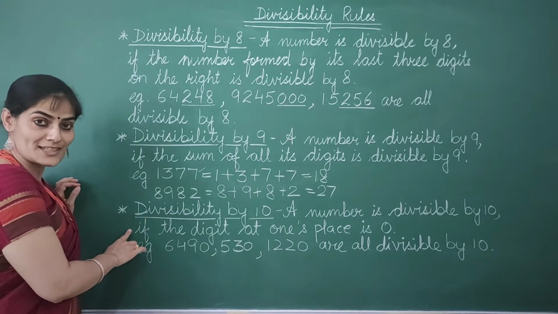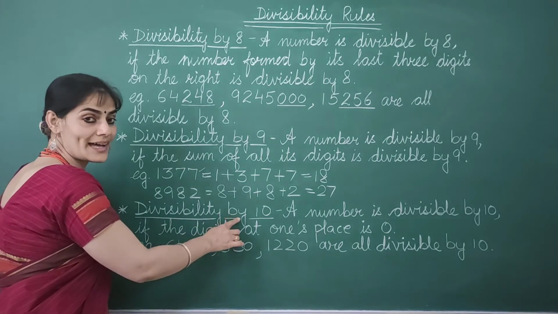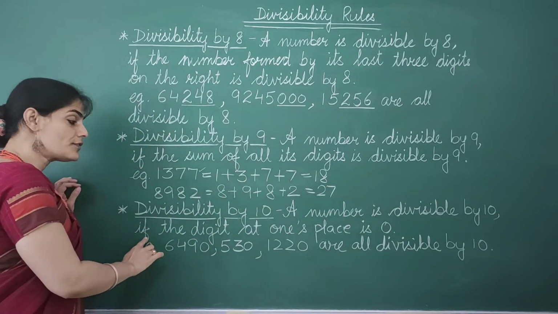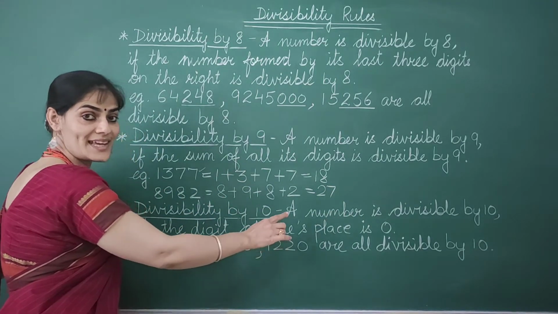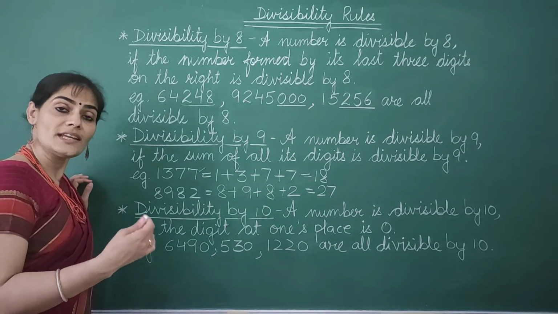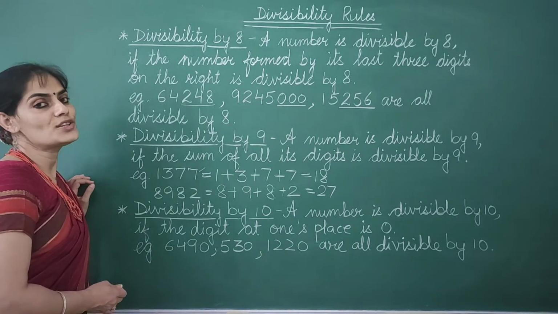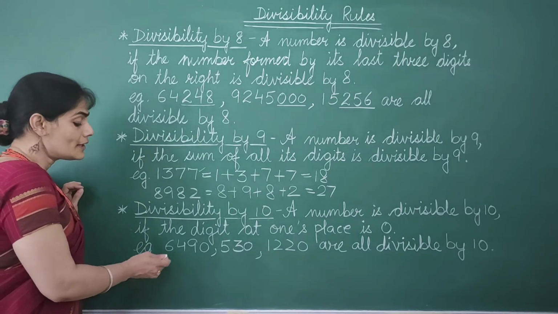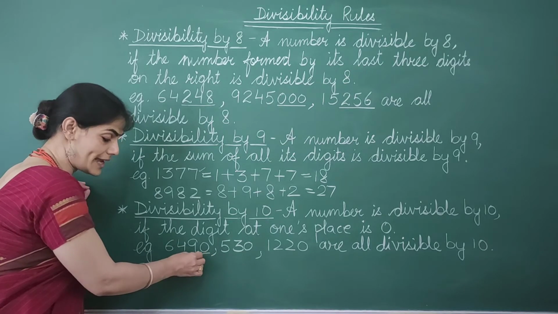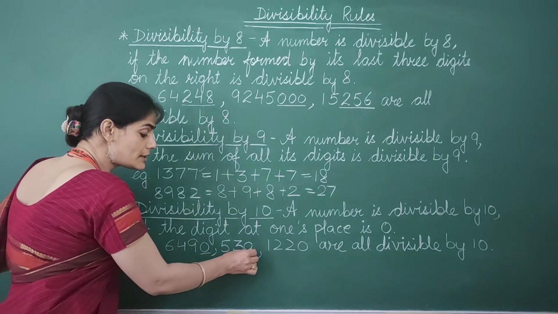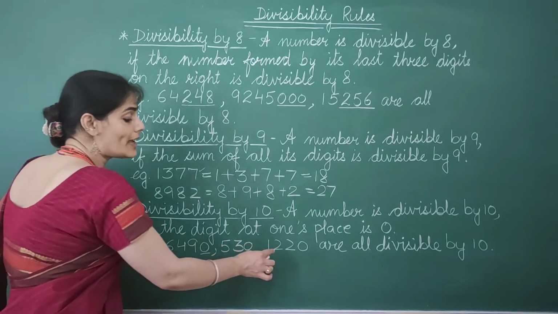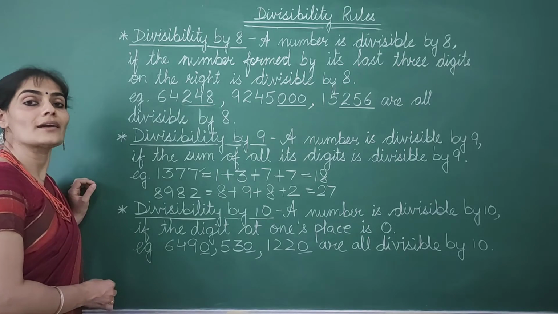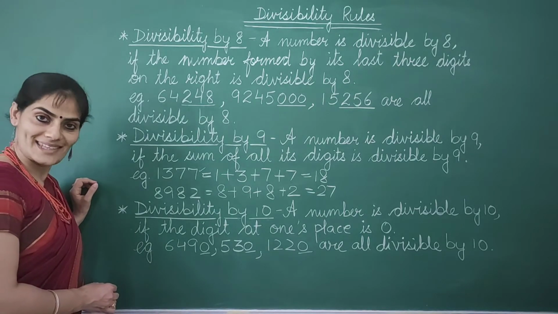Now the next divisibility rule is divisibility by 10. A number is divisible by 10 if the digit at one's place is 0. That means if any number ends in a 0, it will surely be divisible by 10. Look at these examples. Now 6490 is ending in a 0. 530 is also ending in a 0. 1220 is also ending in a 0. So all these numbers are completely divisible by 10.